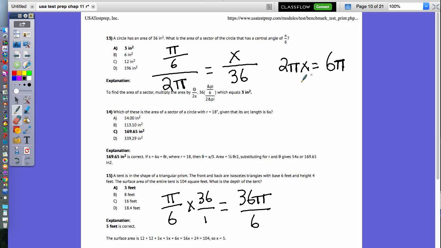Okay? So now I'm going to divide, change the color here. I want x, so I'm going to divide both sides by 2 pi. Six divided by 2 is 3. Pi divided by pi cancels out. And the answer to number 13 is 3.